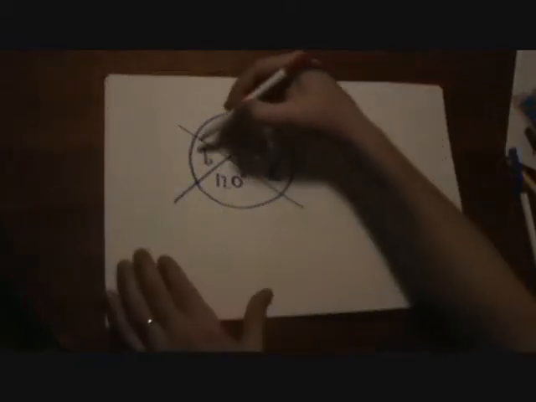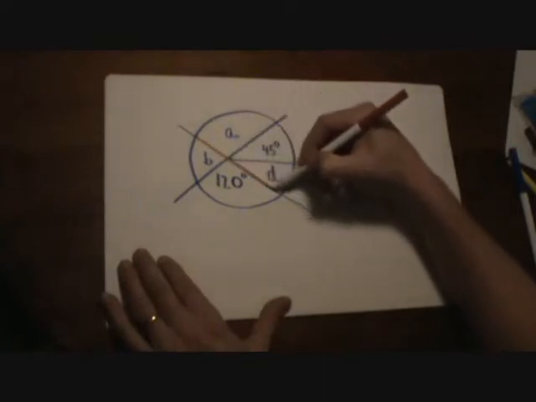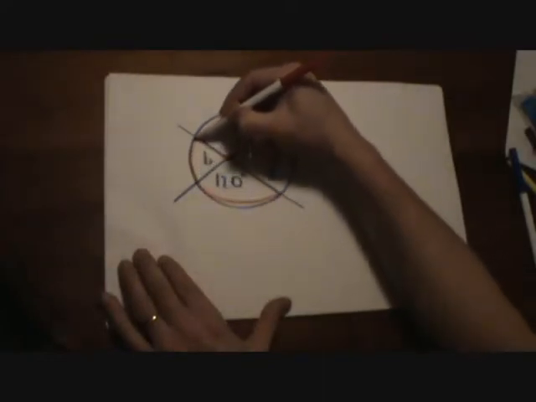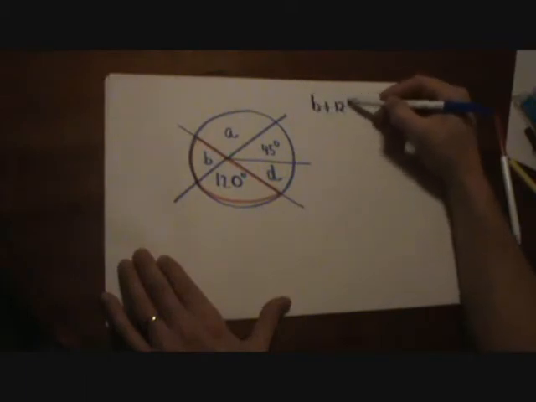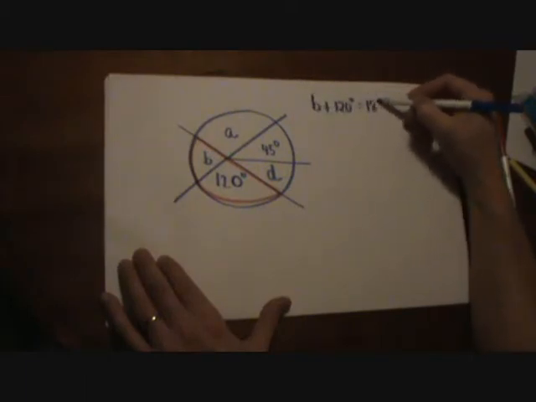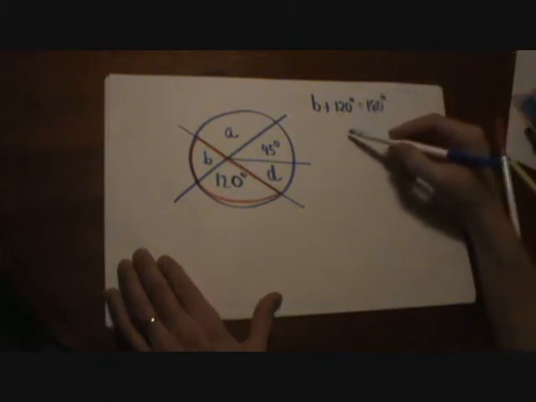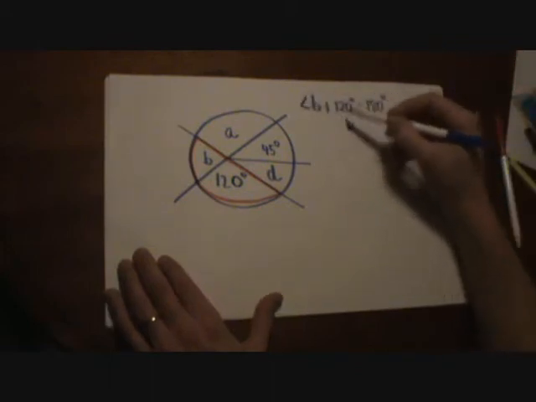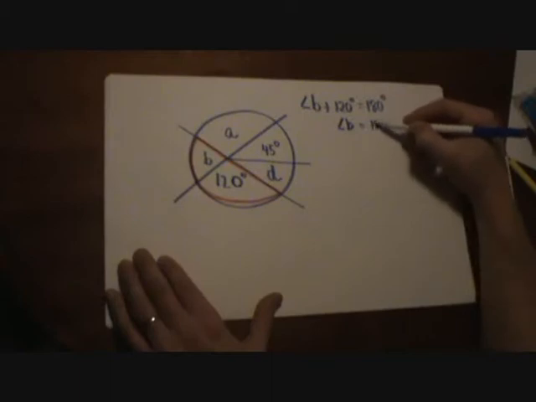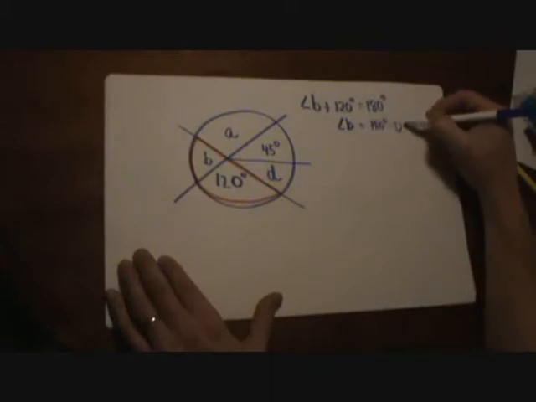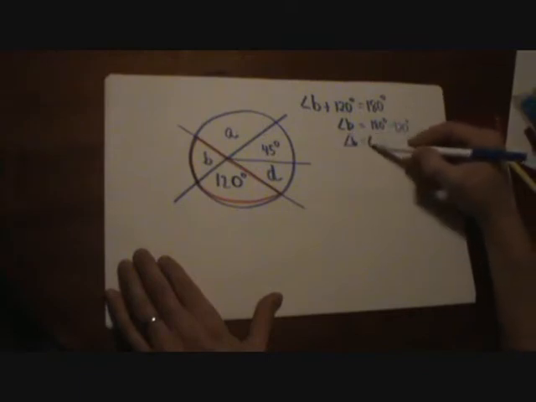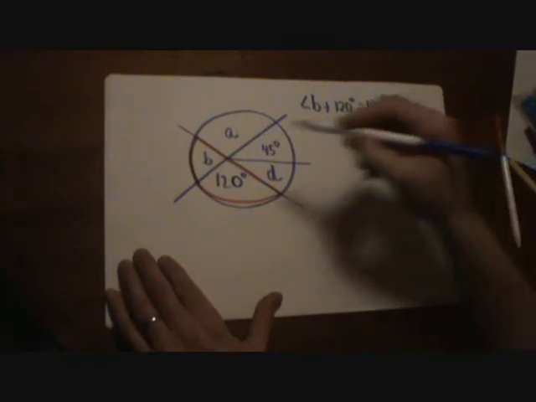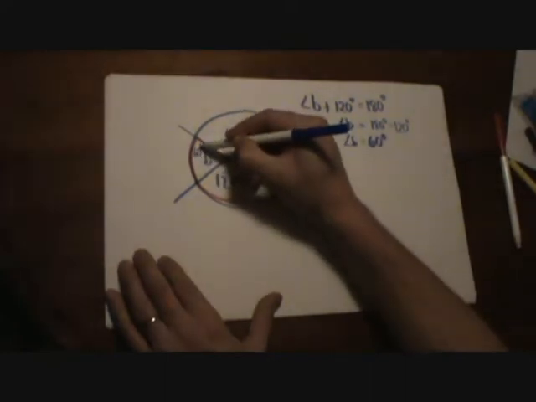This one's a little more complicated, but I still solve it the same way. Look for half circles. Here I see that B plus 120 has to be worth 180. To figure out what B is worth, all I need to do is subtract the 120 from the 180. When I do that, B is worth 60 degrees. Now that I figured that out, let's look for more half circles. Let me outline another one here.